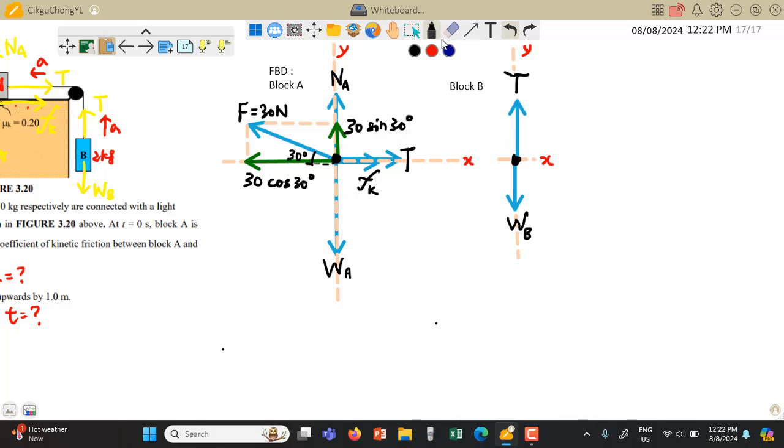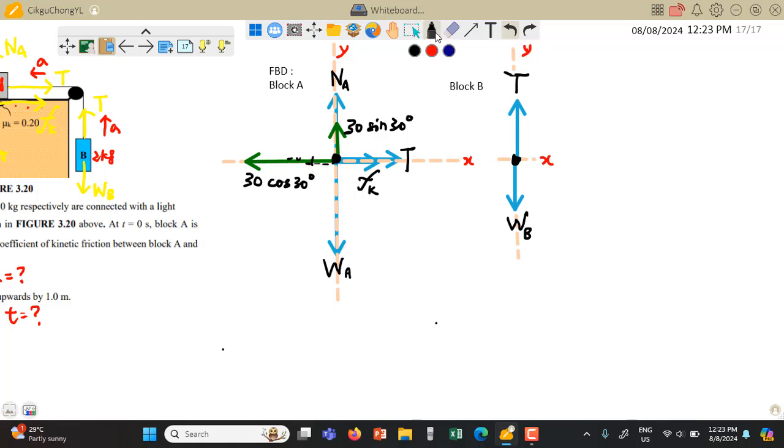Okay, same goes for block B. Tension and weight lie along the y-axis. There will be no forces that we need to resolve. So I have resolved the force 30 Newton, so I might delete this one. We have already put all the forces along the x direction and also the y direction. Then we can start to solve the questions.